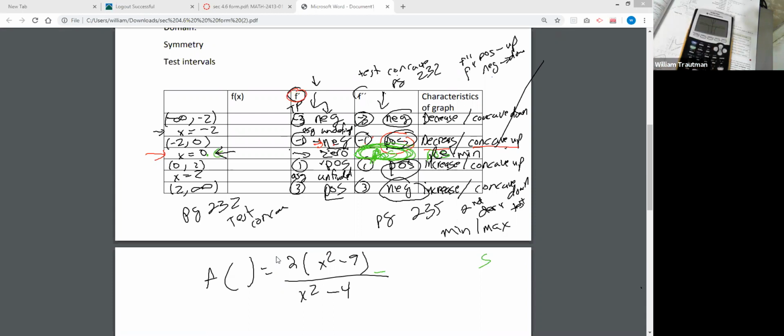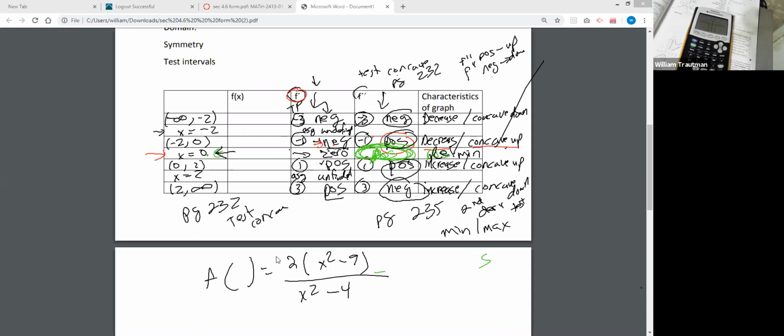We also have at x equals 0 a relative minimum. Here's x equals 0, that's where the slope was 0. It's a valley. That's a relative minimum.